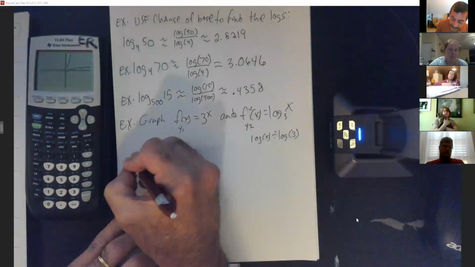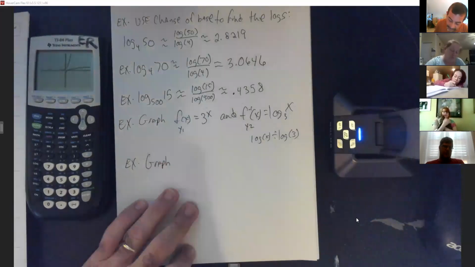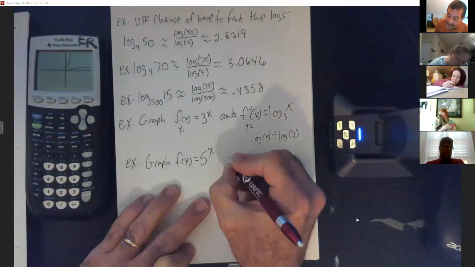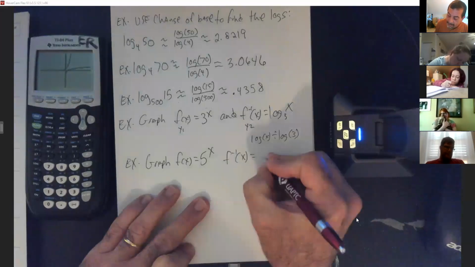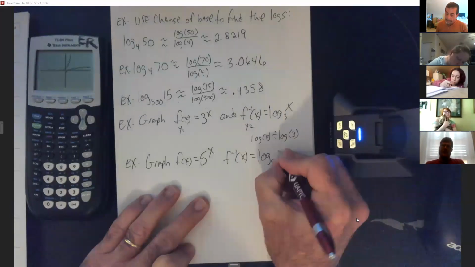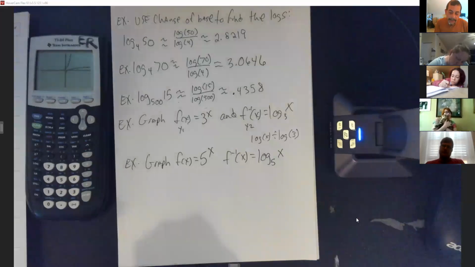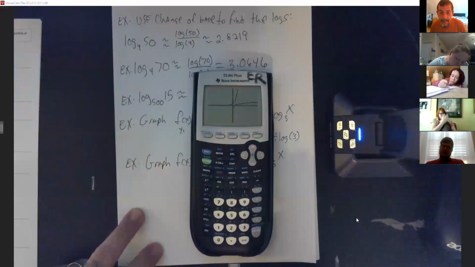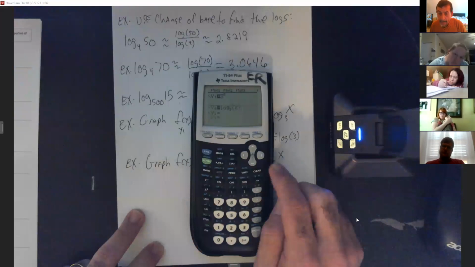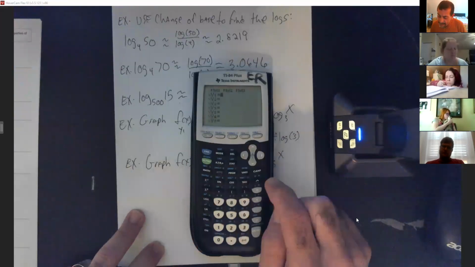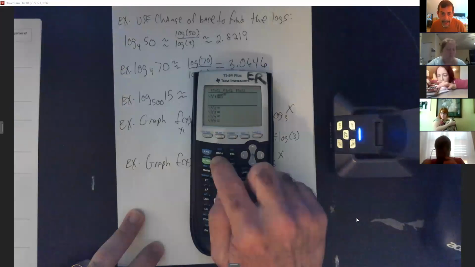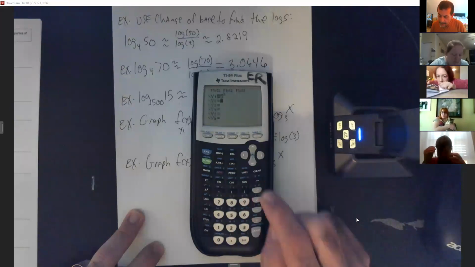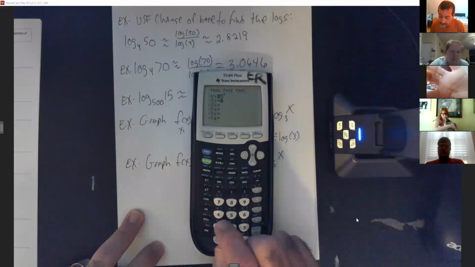So let me graph. I've got to find them to be inverses. So f of x could equal 5 to the x. My f inverse of x would be log base 5 of x. And you'll notice, if you see how my graphs are, these will be pretty much the same way when we do this. So let me clear these out. Up here I had 5 to the x, so I'm going to do my 5 and exponent x, and then go down to y2. That was log base 5 of x.